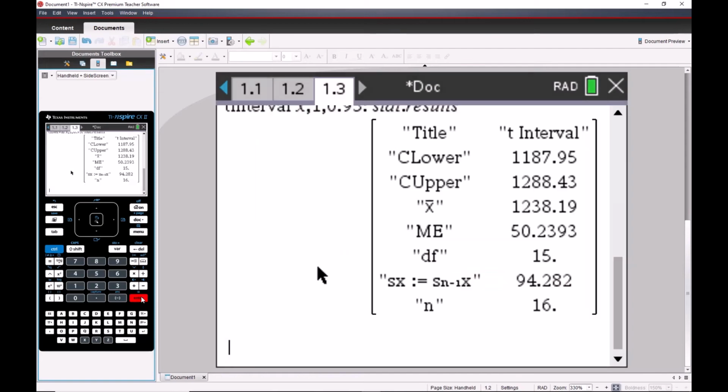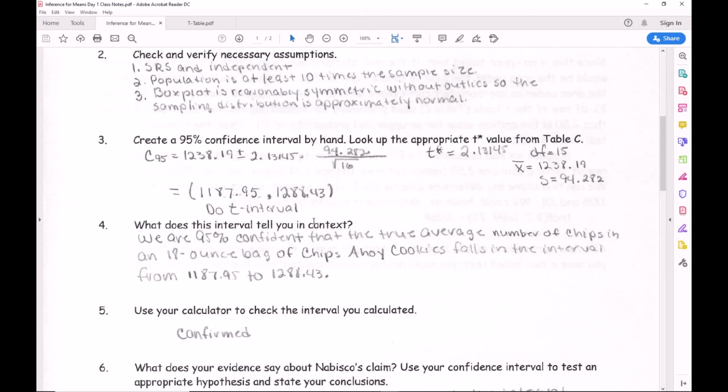Hit OK. And there are the 2 numbers that we had. That one and that one. There's your X bar. There's your margin of error. Everything is there that you can want, including your degrees of freedom. Very nice. So that confirms what we got up here.